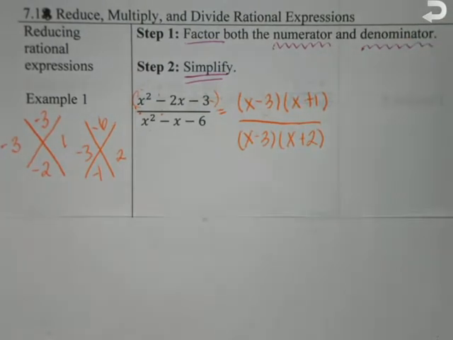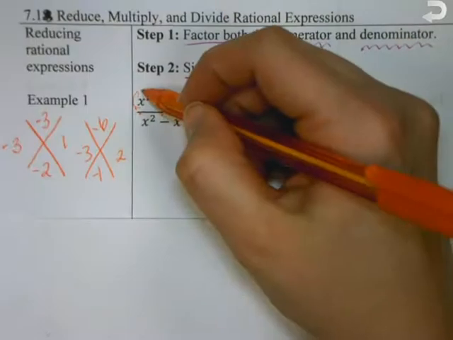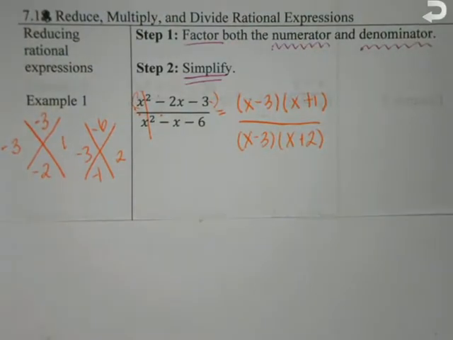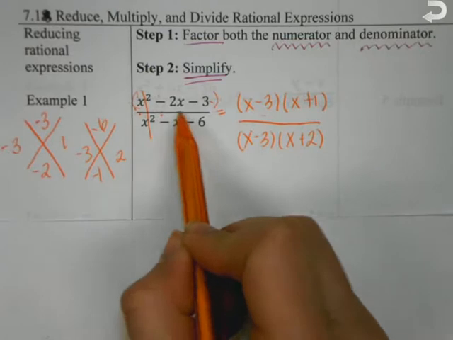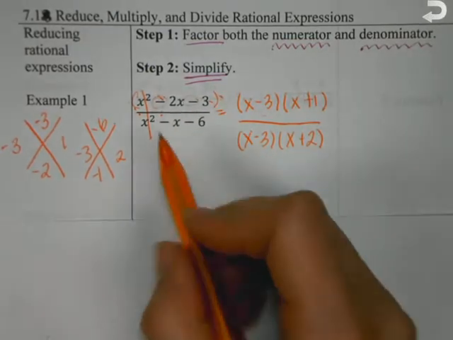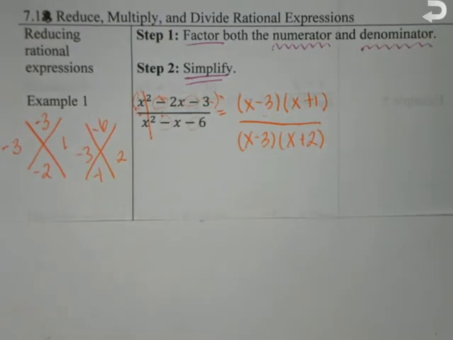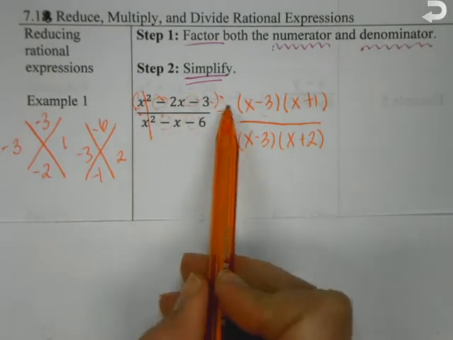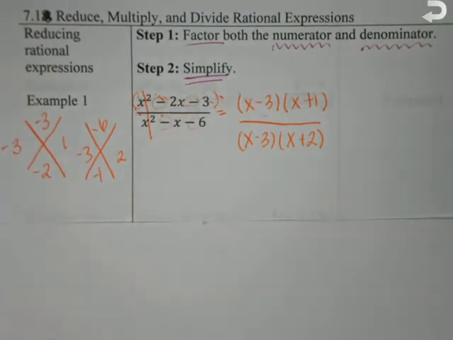In the beginning, couldn't we have reduced the x squared and the x squared? The answer is no, because notice how in the numerator everything is attached by subtraction, and in the denominator we also have subtraction. Addition and subtraction are like glue. It sticks everything together. So the x squared is attached to the 2x, which is attached to the 3. They're all stuck together, which means it has to stay together.